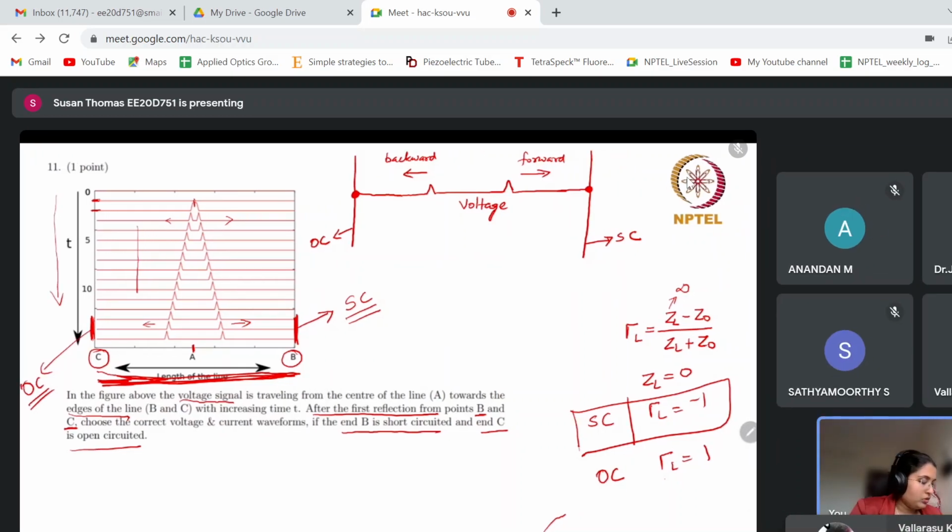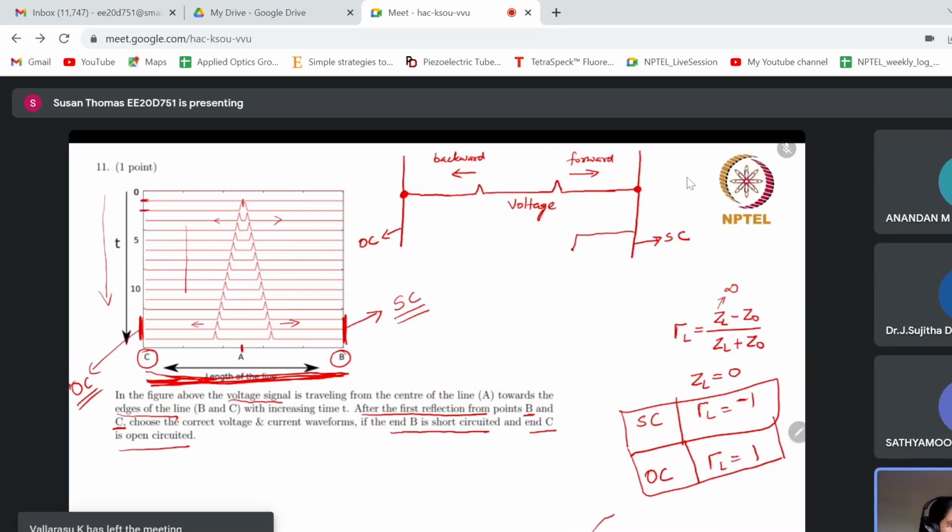Now given these conditions, let's see how to draw the voltage waveform. At the short circuit boundary, there is a phase difference, that is there is a minus 1. So the voltage wave will flip. It flips and it becomes like this. Now at the open circuit boundary, gamma L is 1. There is no phase difference, so there is no flip. The backward wave which traveled like this will come back as such.